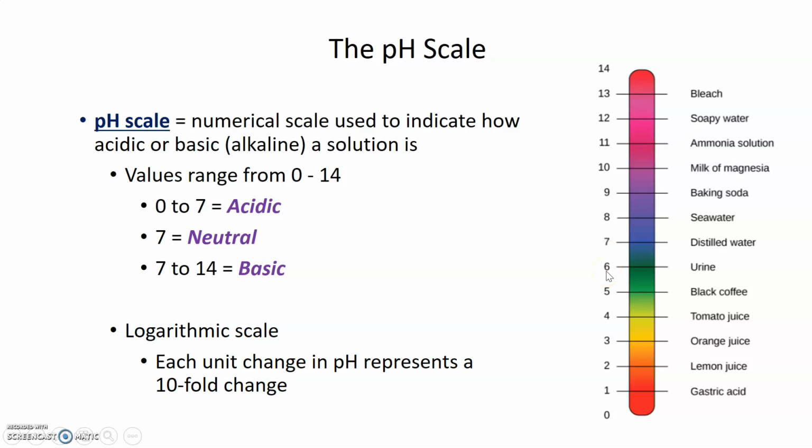And so that would mean that when we think about lemon juice down here, it's 1, 2, 3, 4, 5. It's 10 to the 5 times more acidic than water, which is really, really acidic. And we have ammonia up here, which is 10 to the 4 times more basic than water, because each change of 1 unit represents a 10-fold change.